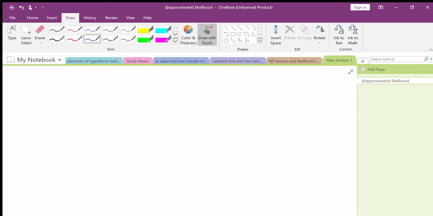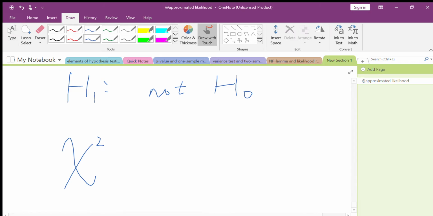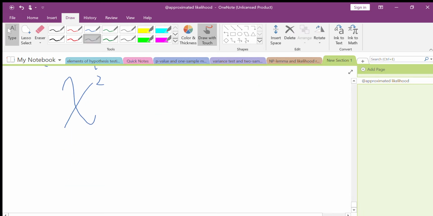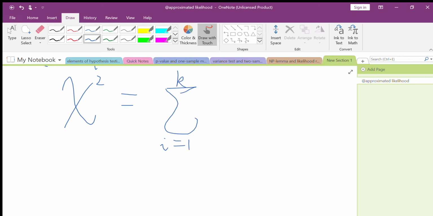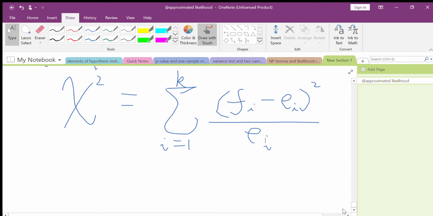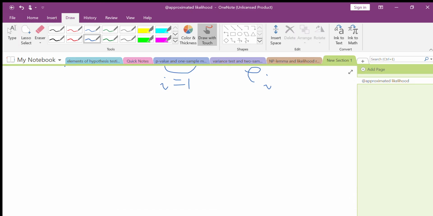So what is the chi-square statistic? The chi-square test statistic is defined as follows: chi-square equals the summation, i from 1 to k, of small fi minus ei, squared, divided by ei. So what is small fi and what is small ei? Small fi is the observed outcomes falling into category i.